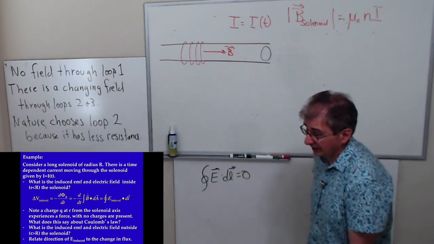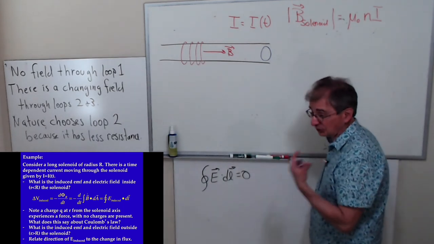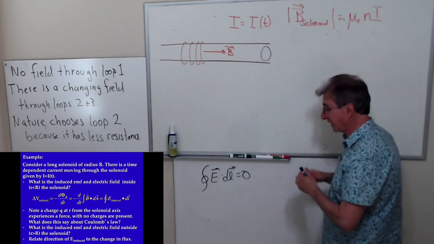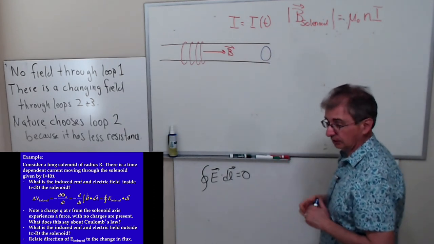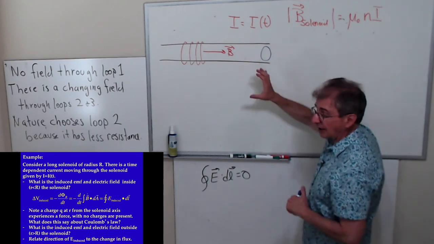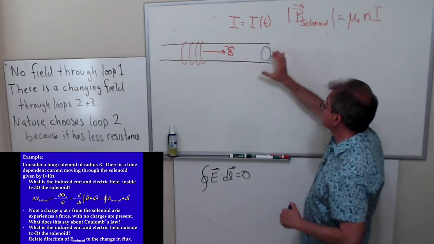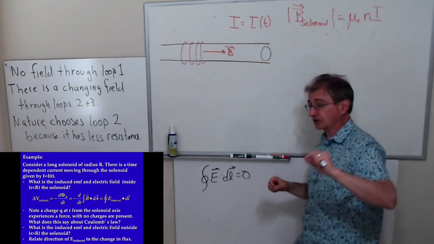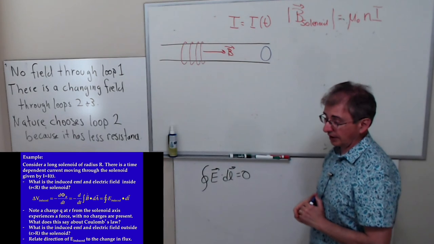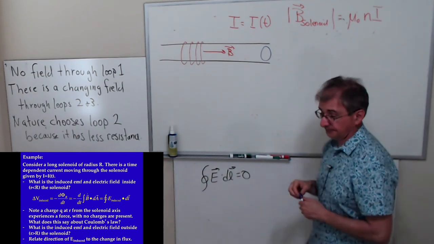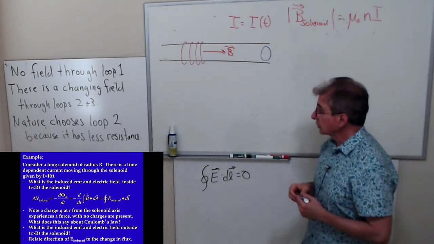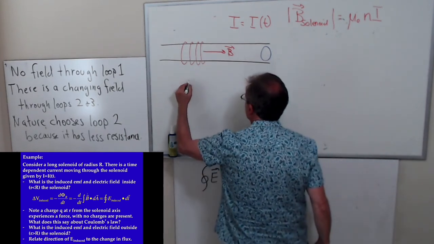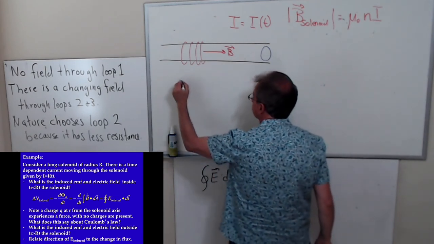It turns out this electric field actually travels through space. Whether this is a real wire or an imaginary loop, it doesn't matter. That field is still there. If I put a wire there, then the charges in the wire are going to experience that electric field, and the charges are going to move around the wire, and you'll get a current in that loop. So I want to apply Faraday's law.